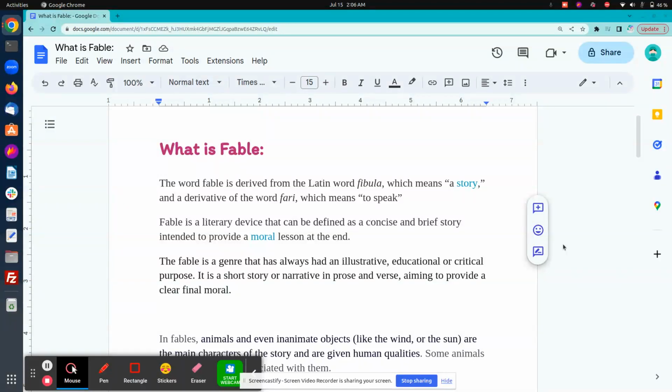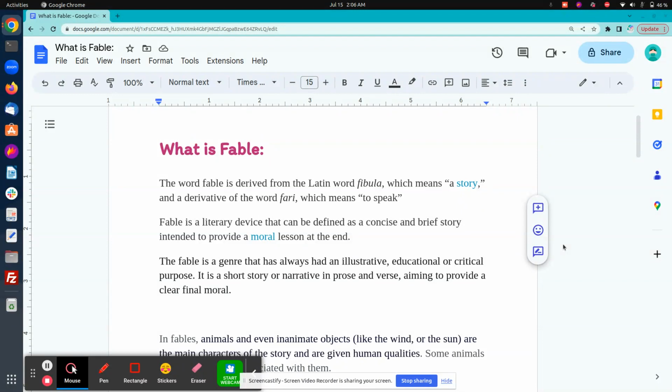Hello everyone. So today we're going to study about a fable, the features of the fable, and also the functions of the fable. We're going to have a very small, concise definition from literature so that we'll have a better understanding of a fable.